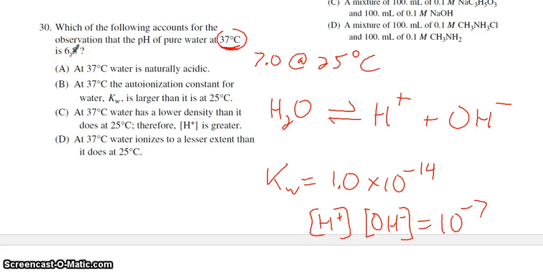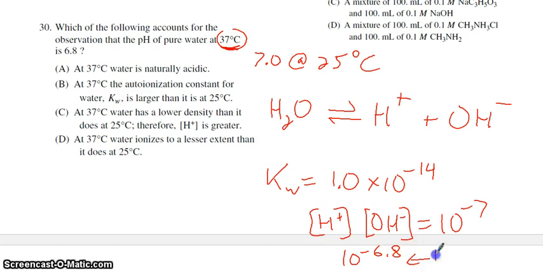What that means is that these numbers are not 10 to the negative 7, but 10 to the negative 6.8. So what we're told is that these numbers have decreased, or rather, well, we should say it's increased. Because remember, this is actually higher.